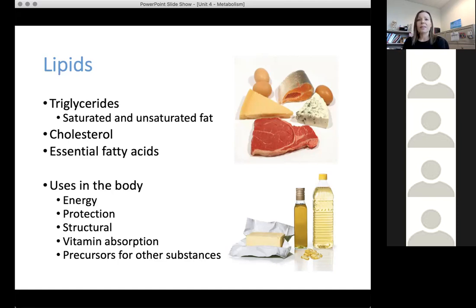Okay, and then finally, there are essential fatty acids, which are really important to have in your diet. And you've probably heard of these. They include the omega-6 and omega-3 fatty acids.